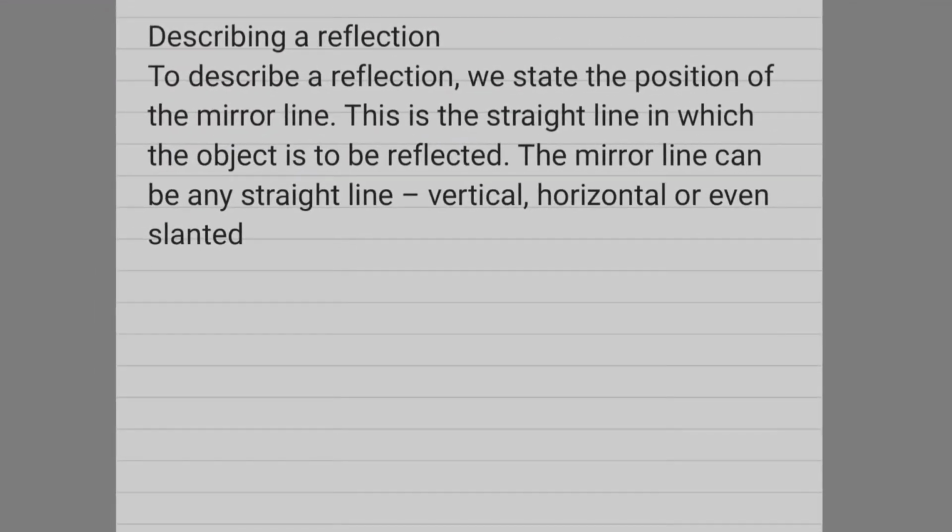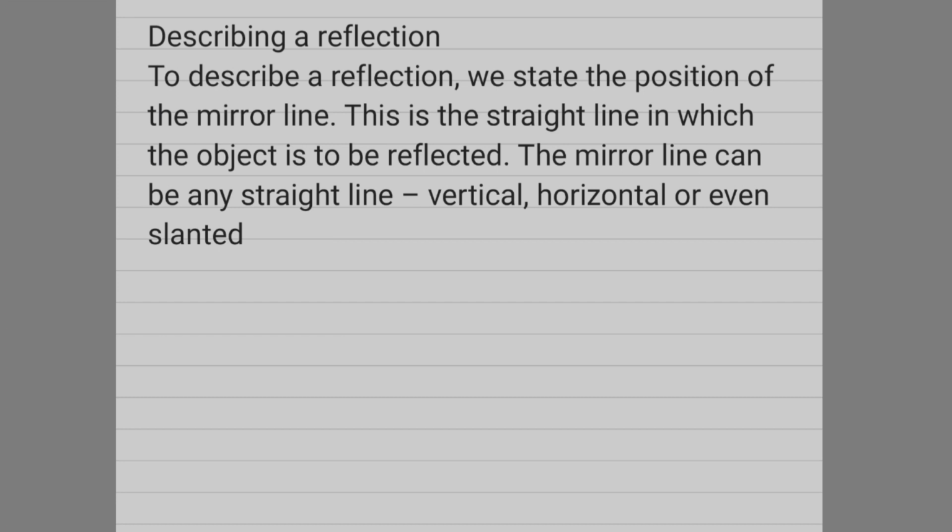Let's see what else we have here. The next thing to look at is describing a reflection. In the exam, they will ask you to describe the transformation that occurs, and of course, we're looking at reflection, so this would be simple to identify. Let's look at how we describe a reflection. We state the position of the mirror line. So we have to find the mirror line. That is an important component of describing a reflection.